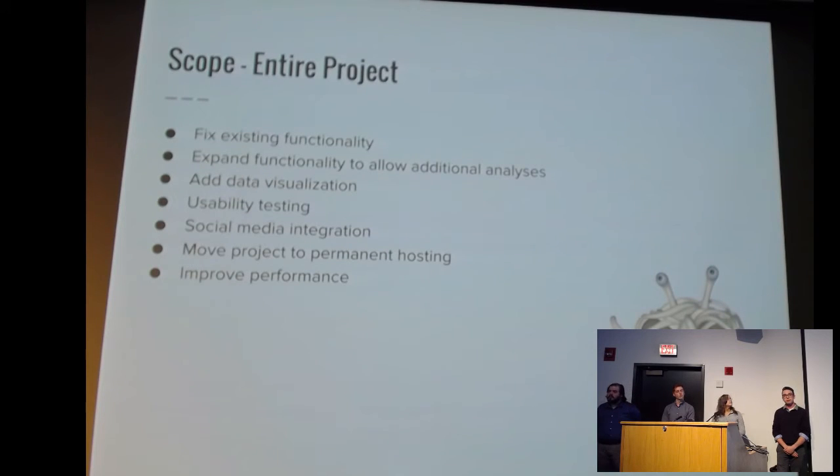So these are the items that we identified that we wanted to work on this year. We needed to fix some existing functionality that wasn't 100% correct. We wanted to expand and add new analyses. We wanted to add data visualization and social media integration. We wanted to improve the performance of the application. We wanted to do much more user testing to make sure what we were building was relevant for the students. And we wanted to move the project to its permanent hosting.